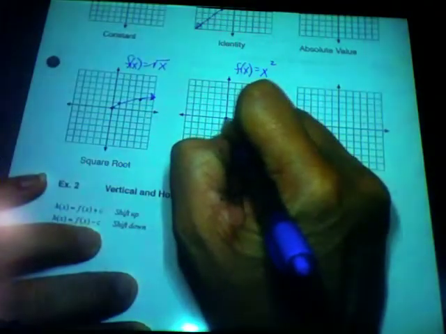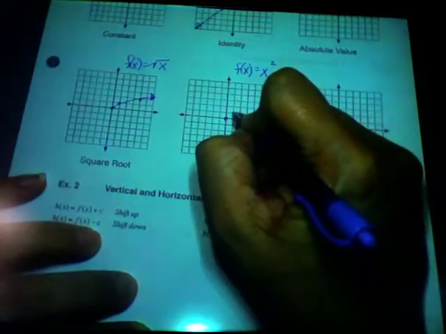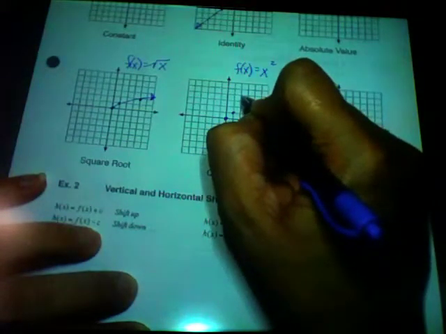So if x is 0, 0 squared is 0. If x is 1, 1 squared is 1. If x is 2, 2 squared is 4. And that's as far as I would go on the right. Now go negative. If x is -1, -1 squared is +1. If x is -2, -2 squared is +4. And there's your parabola.